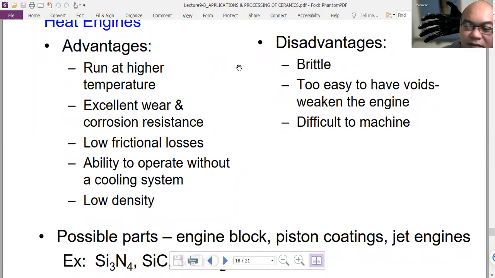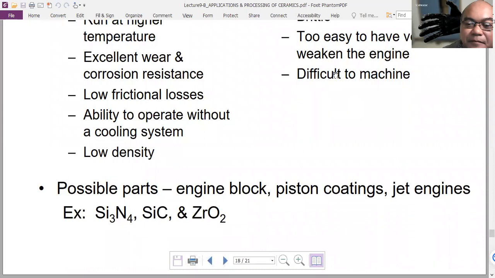Usually, the process until now, you have to use mold, casting, like that. Possible parts that are made from advanced ceramics, like engine block, piston coating, jet engines, use materials like silicon nitride, silicon carbide, or zirconia.